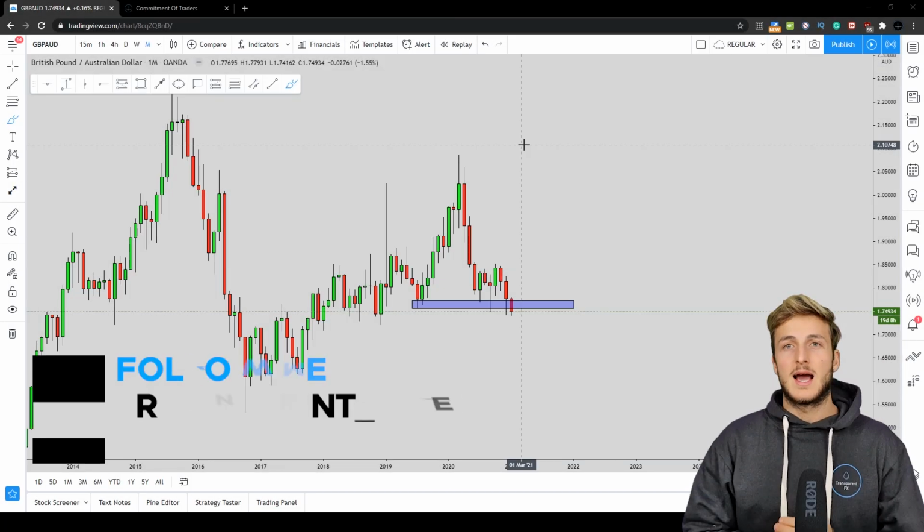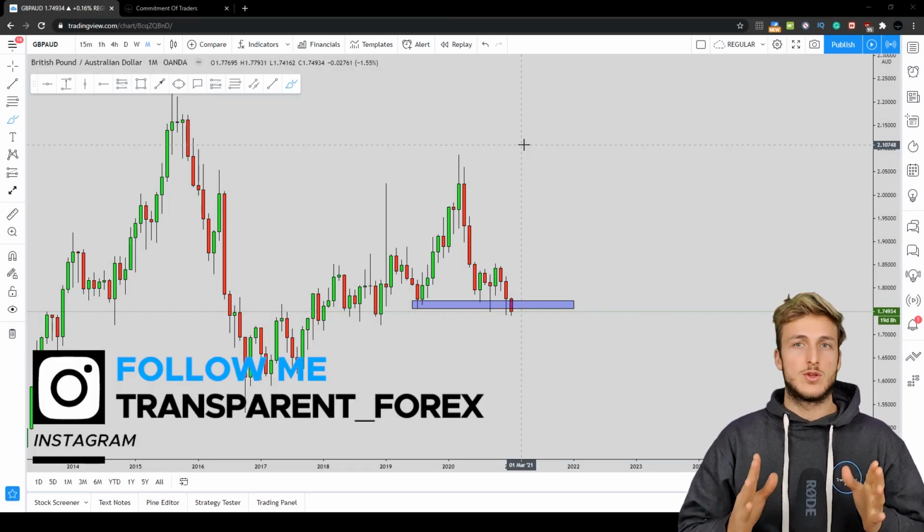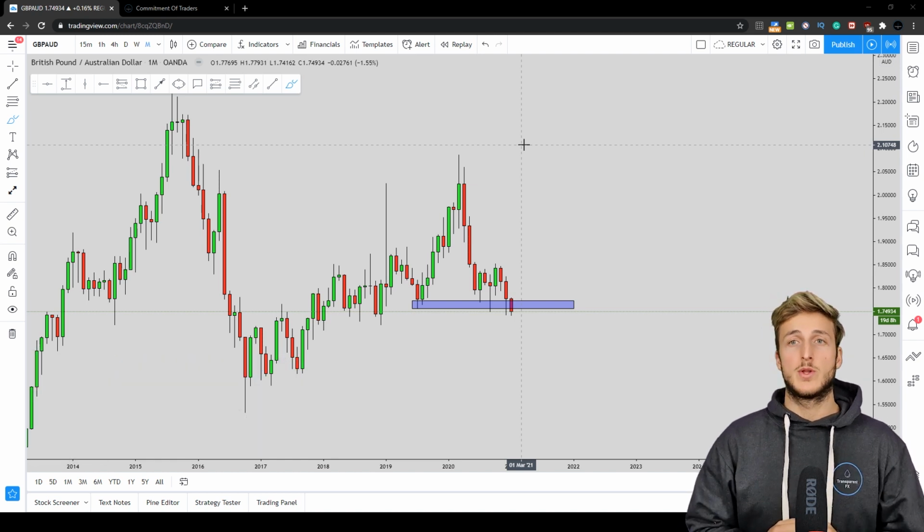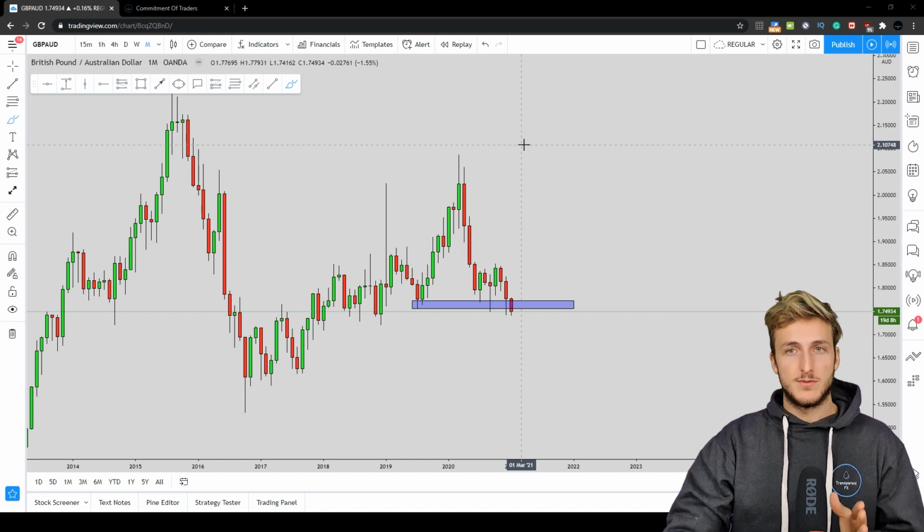Okay, so let's make a full breakdown of the situation that we currently have on GBP AUD. Now, the reason for which I want to speak specifically about GBP AUD is because the pair is very near to providing to us a good trading opportunity. So obviously, I want to speak about it and share the full situation that we have on it.